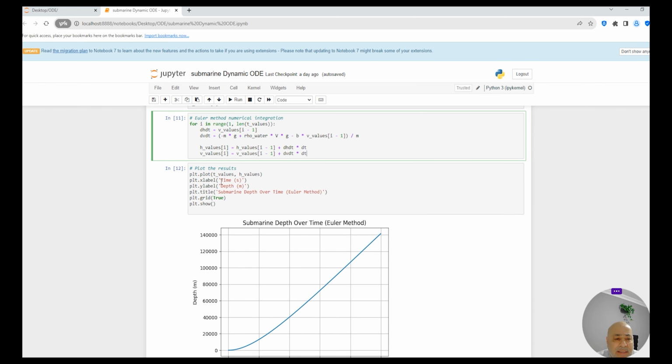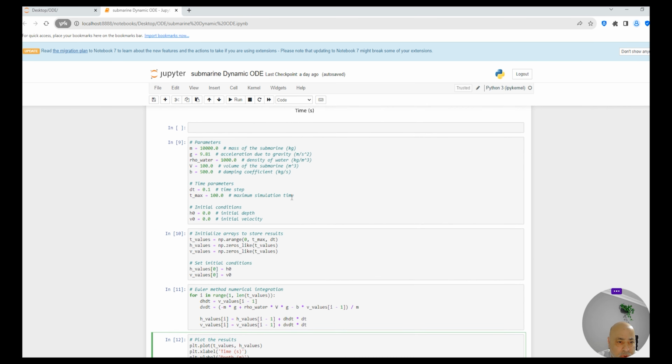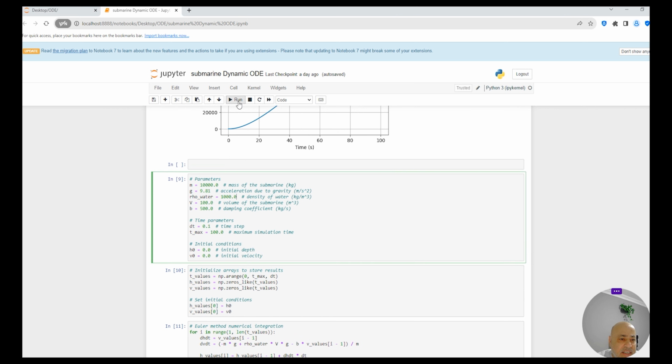Next, I used matplotlib to plot my results, and I said that I want to plot t_value against h_value. I defined my x label and y label as time and depth, and then I put a title on my plot, and then I said I wanted a grid around my plot, and then I just wanted to show it in my Jupyter notebook. So let's go and run these and see what we get.